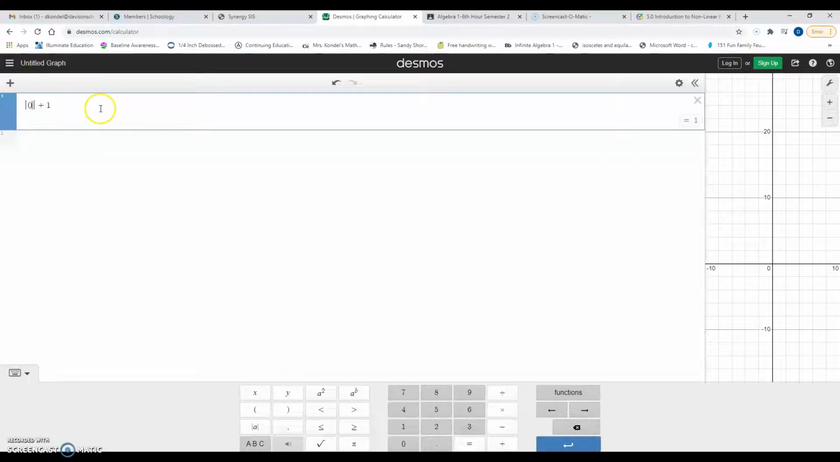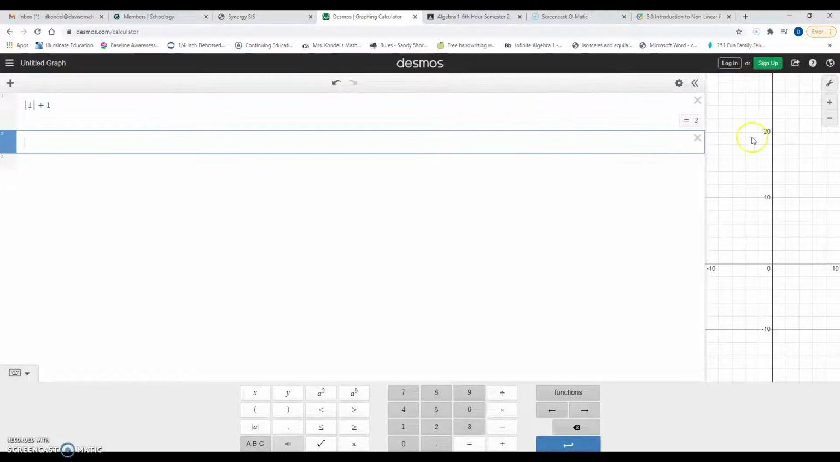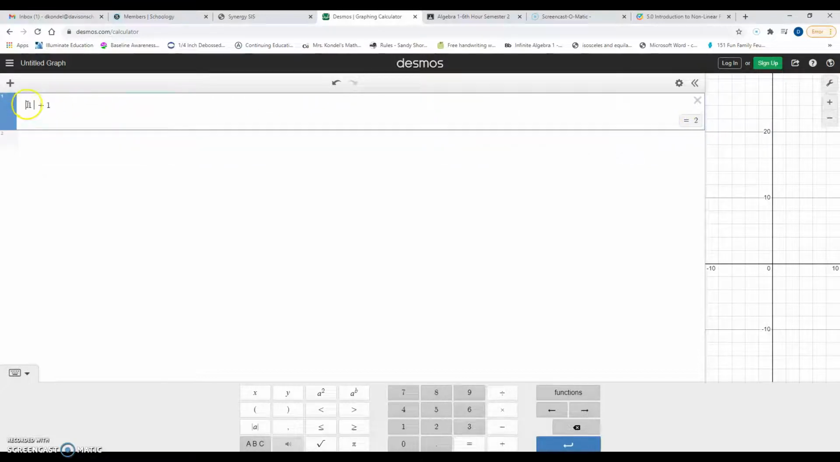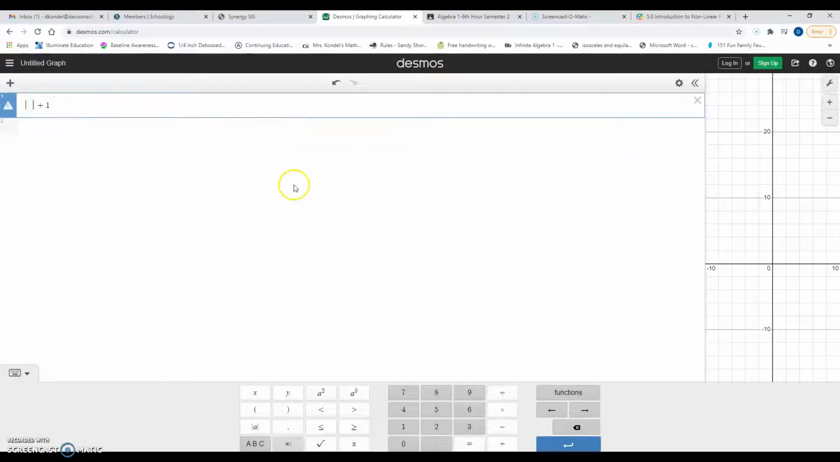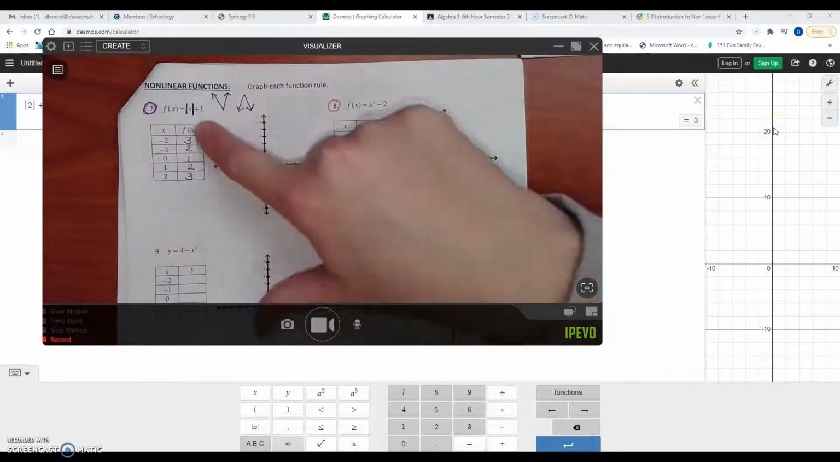Instead of a -1, I have a 0. And that gives me a 1. Instead of a 0, I'm going to plug in a 1. And that gives me a 2. Oops, I pressed enter and that's what happened there. Okay. Instead of a 1, I'm going to delete that out and I'm going to plug in a 2 and I get a 3. So here's what my table looks like.